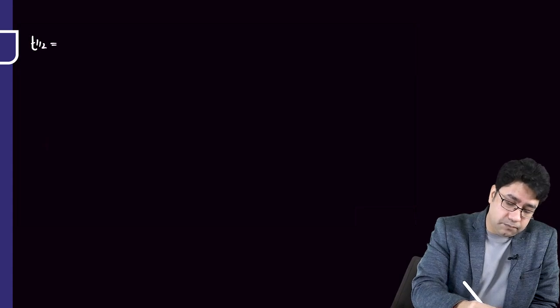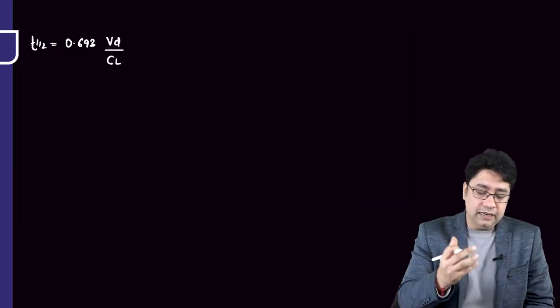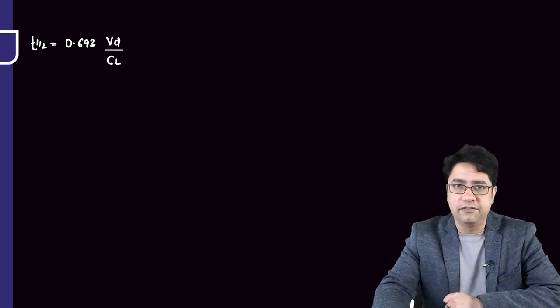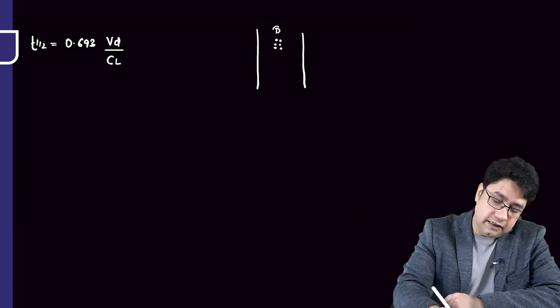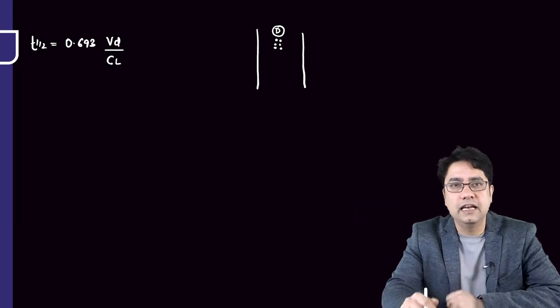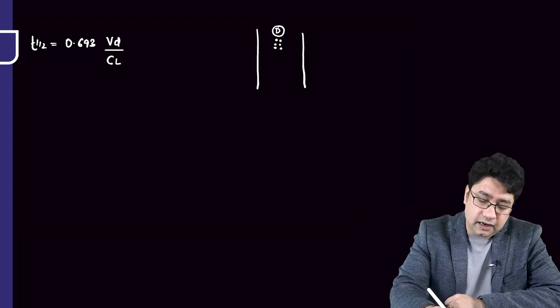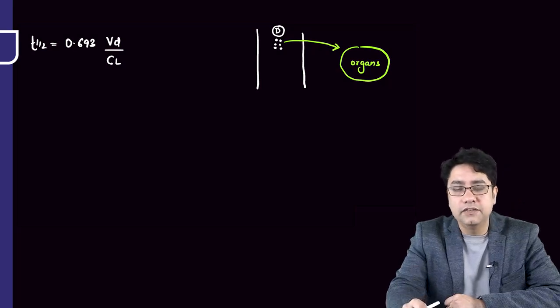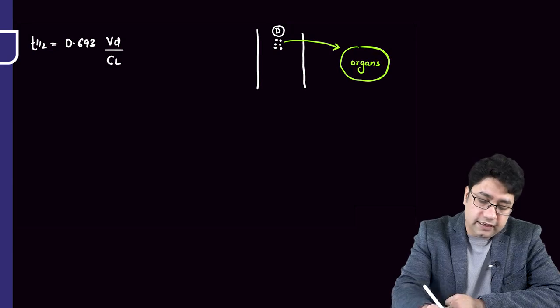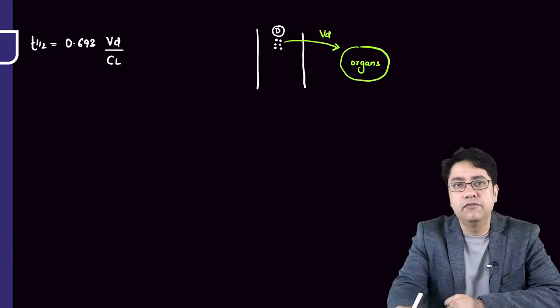So the half-life formula we have written as 0.693 Vd upon Cl. Now let me explain this point of half-life. Suppose, sir, you have given a drug and now the drug has been completely absorbed into plasma. Now the drug is present in the plasma. Now where can this drug go? First point, this drug can enter into the organs. Agreed? And the drug which is entering into the organ, we call it Vd. Vd is volume of distribution.